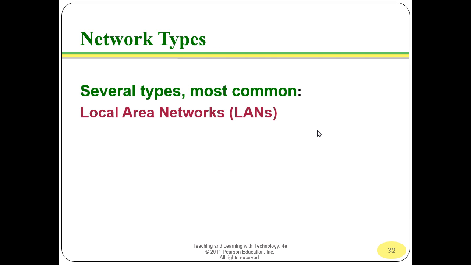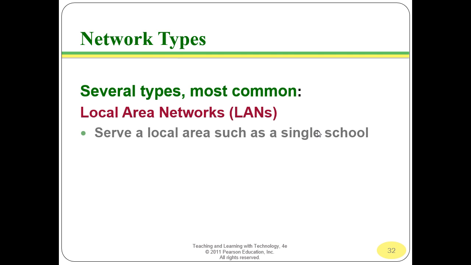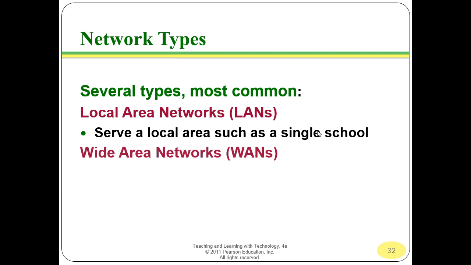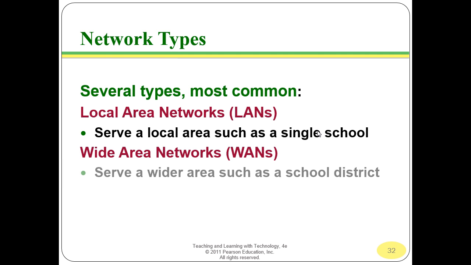Now, we have some connections called local area networks, and these LANs, as they're called, can serve a local area such as a single school. You know, you've got all your rooms kind of all connected together. You have what are called wide area networks, or WANs, which can serve a wider area like a school district.